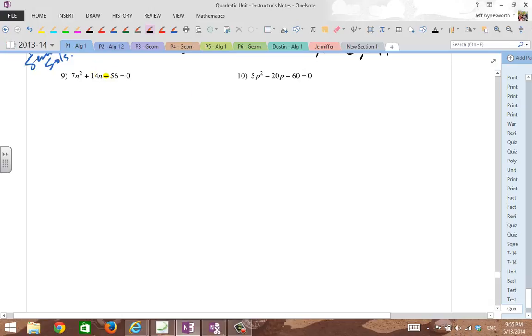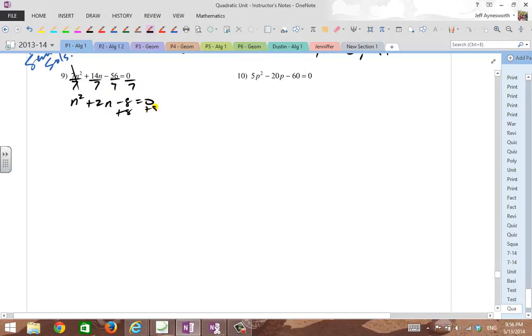Now this one here, I noticed that 7 and 14 and 56 are all divisible by 7. So before I complete the square, I need to make the lead coefficient 1, because I cannot complete the square when the lead coefficient is not 1. So what I'm going to do is divide everything by 7, and I mean everything, all 4 terms, left side and right side. 7 divided by 7 is 1, giving you n squared plus 2n minus 8 equals 0. 14 divided by 7 is 2, 56 divided by 7 is 8, and 0 divided by 7 is 0. And now I can complete the square.